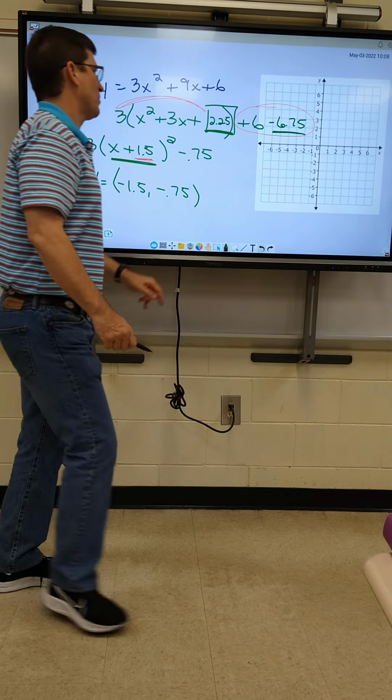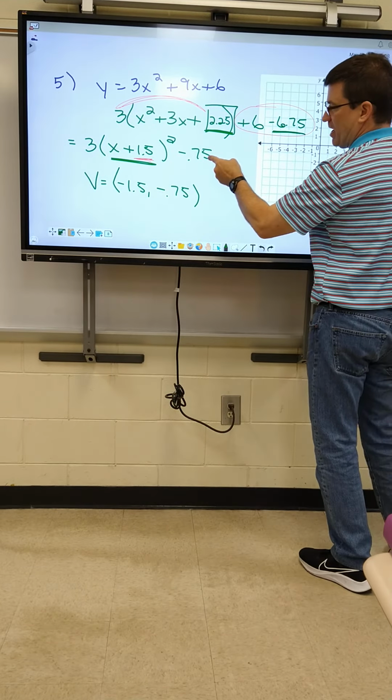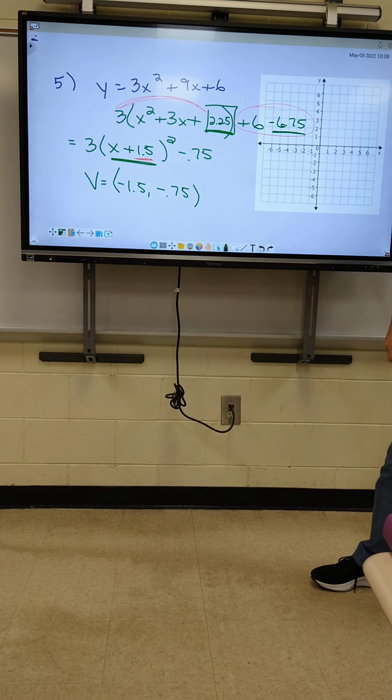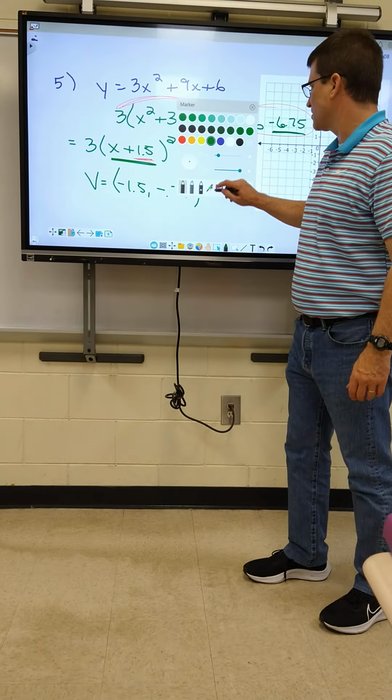I got a negative, Anna, when I added these two up. 6 plus negative 6.75 gave me negative 0.75. Oh, I thought the positive and then the minus 6. Yeah, we're good. Never mind. Let's now graph the vertex.